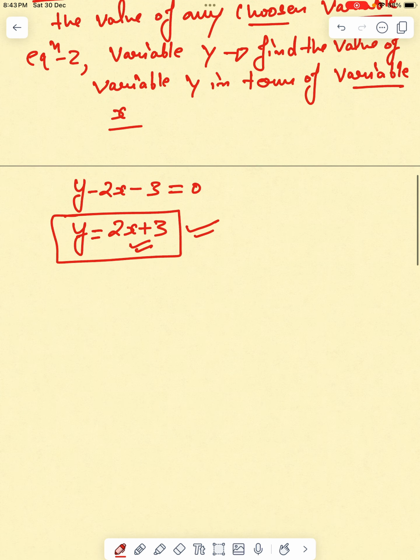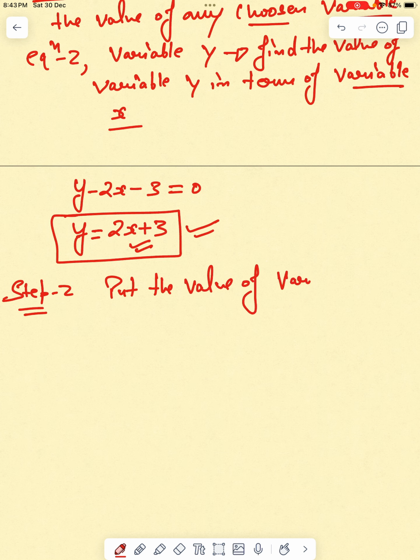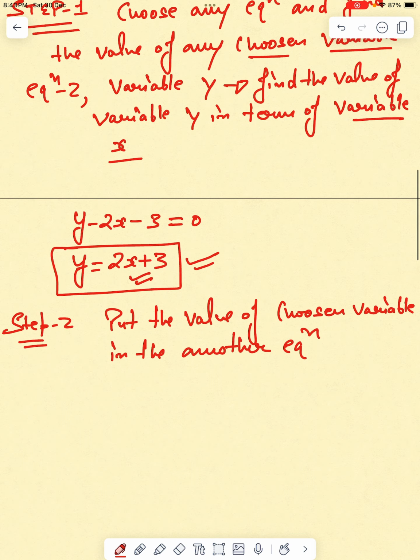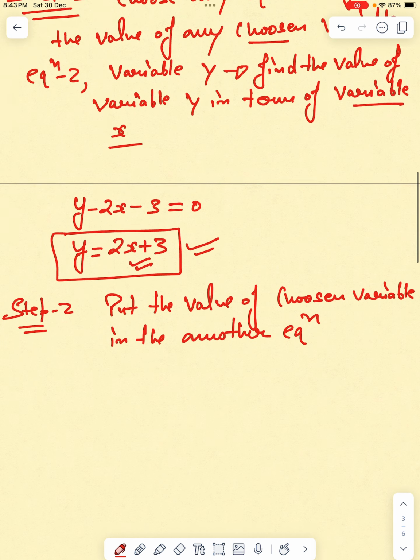Now what is your next step? Step number 2 is put the value of chosen variable, I am just generalizing the steps, chosen variable in the another equation. So since I am choosing equation number 2, the another equation in our problem is equation number 1.